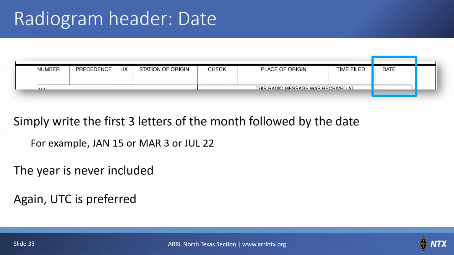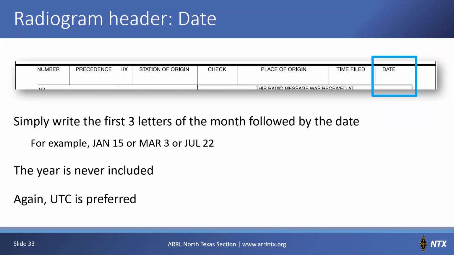The date. This one's easy. Again, we're still UTC. Just the first three letters of the month followed by the date. So today's April 17th, so April 17, APR 17. When I say it on the air, I say April 17, but I only need to write the three, APR. We don't need the year.